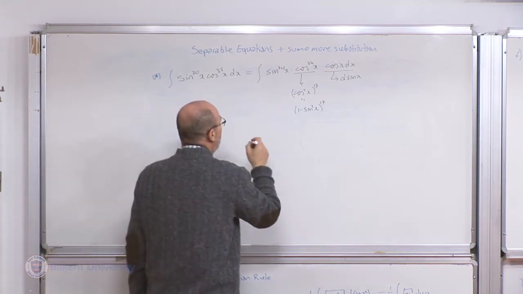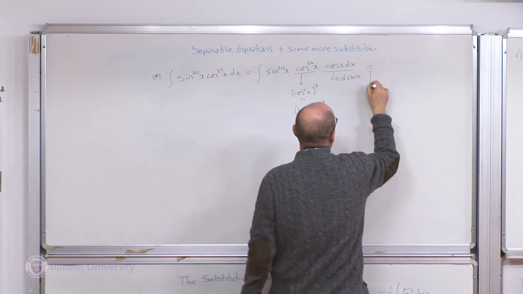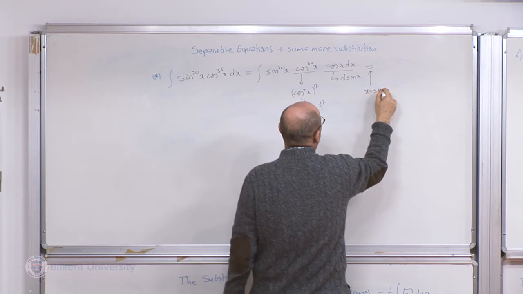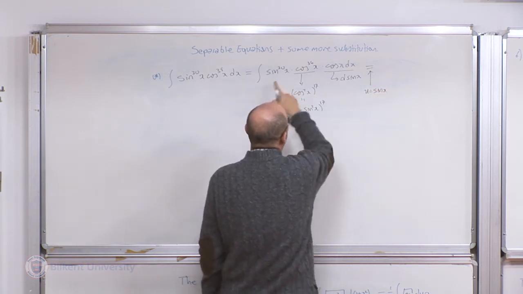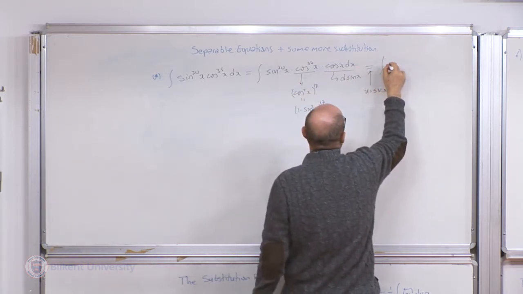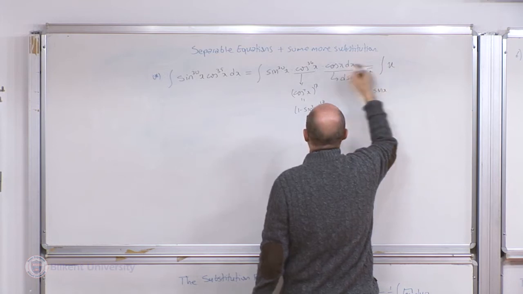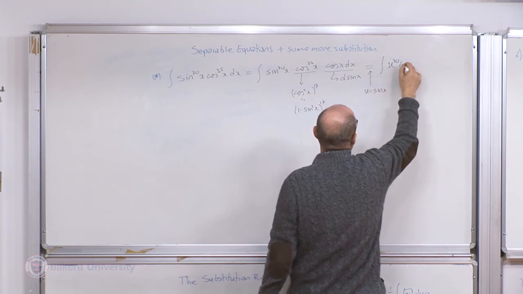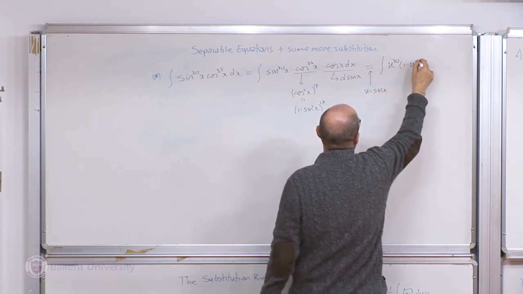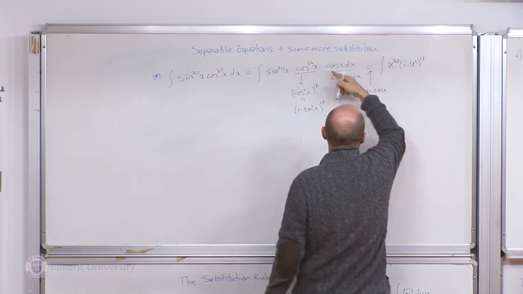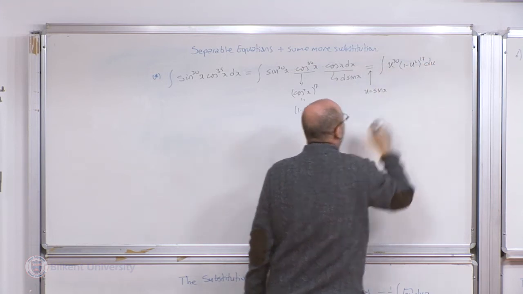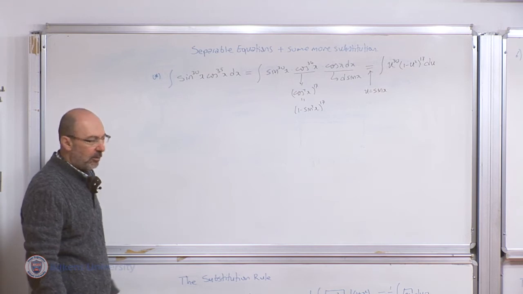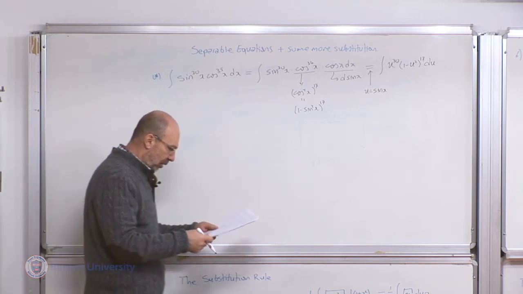Here you decide to put u equals sine x. Okay, then everything becomes a polynomial in u. This is u to the power 30, and here you have 1 minus u squared to the power 17, and this whole thing is du. Okay, so you see now you can do it. If you want, you can do that.